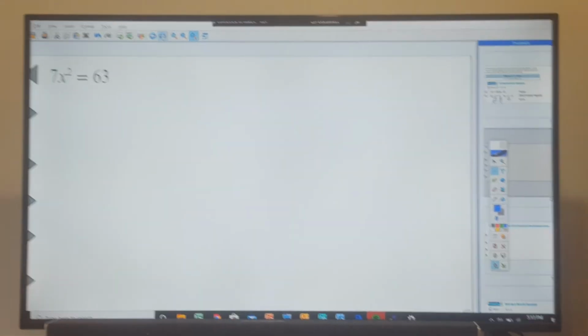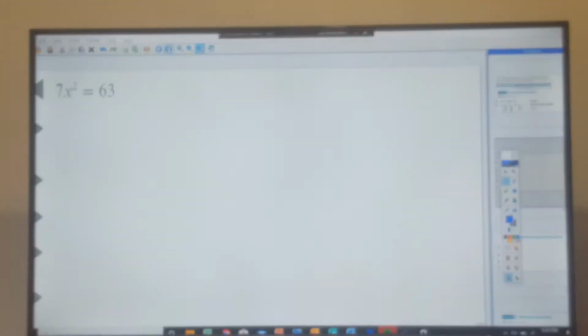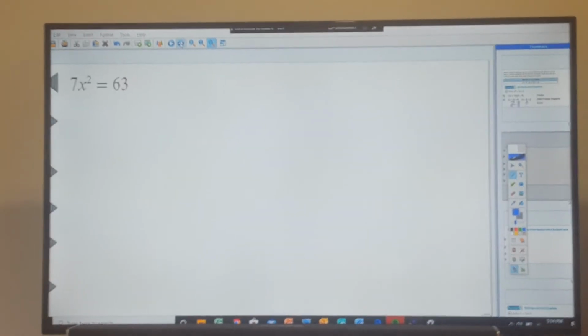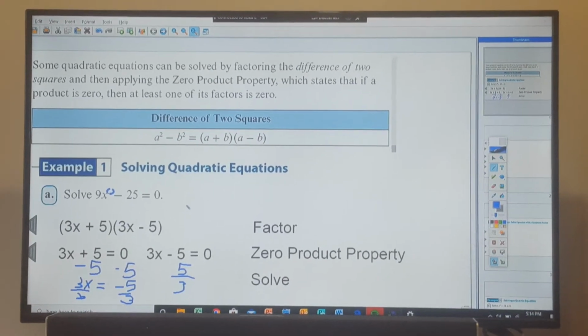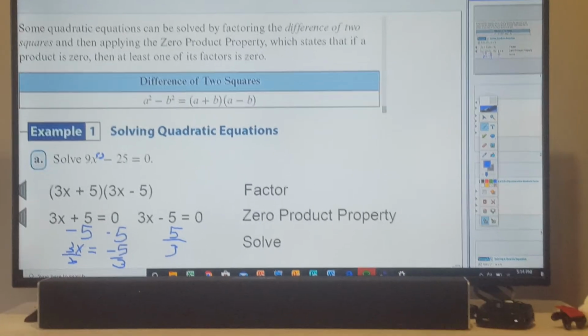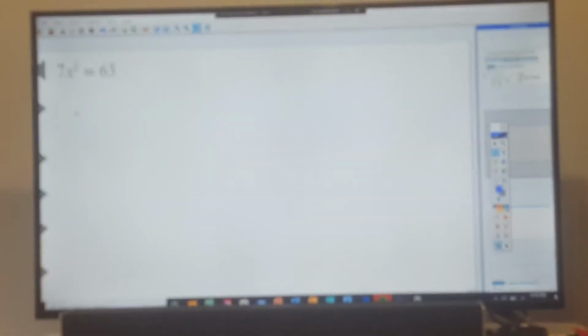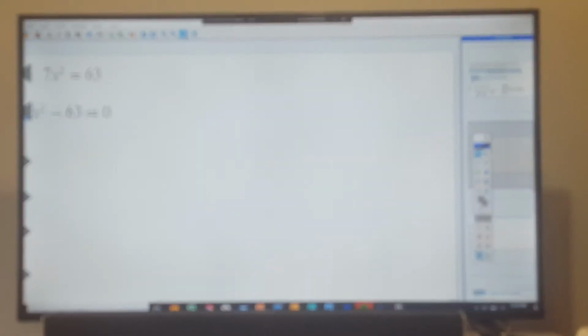Now you're looking at this: 7x squared is equal to 63. Look at that equation. What's different from this one than what you saw before? The previous one, if we look back at it, started off with both terms on one side of the equation. So we will want to do the same thing with this one: get both terms on one side. So what are we going to do? We're going to subtract 63.